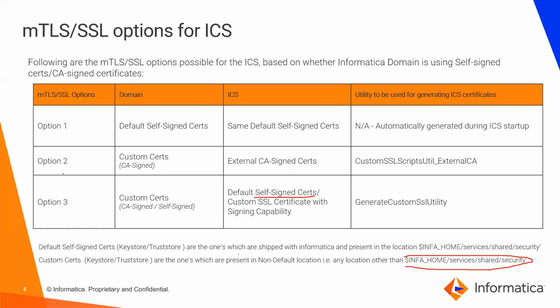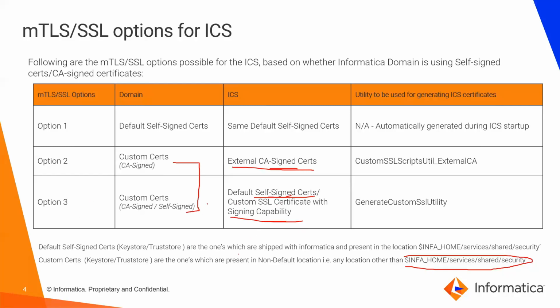So the difference between option 2 and option 3 is, at domain level you are using the CA signed certificate or self-signed certificate, but at ICS level in option 2 you are using the external CA signed certificate. But in option 3 we are going to use either the default self-signed certificate, or a custom certificate which will be having the signing capability. Because in most of the cases, when you get an external CA signed certificate, those will not be having the signing capability. So in case you are having a custom SSL certificate which is having the signing capability, then we can go with option number 3.